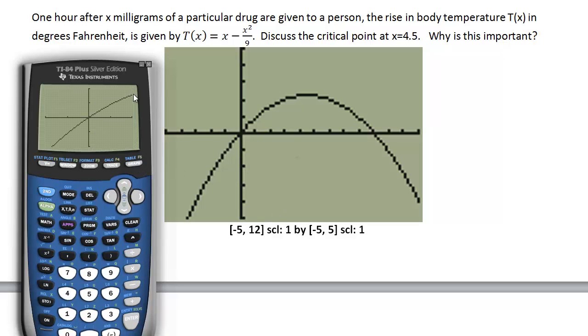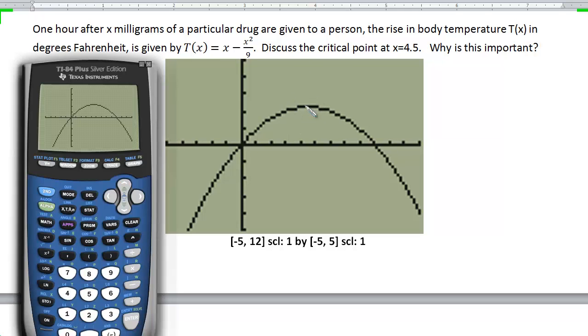We'll see again. Sorry, my window is still in the dimensions of the prior problem. So -5 to 12. And -5 by 5. And there we see the same picture. Now, this is an application problem. So again, this person's taking a drug and it does something to the body over time. And what we're looking for is to determine this point right here, 4.5.